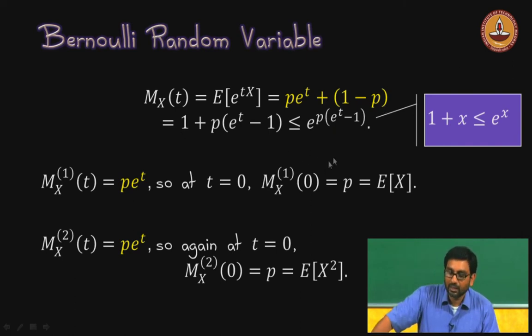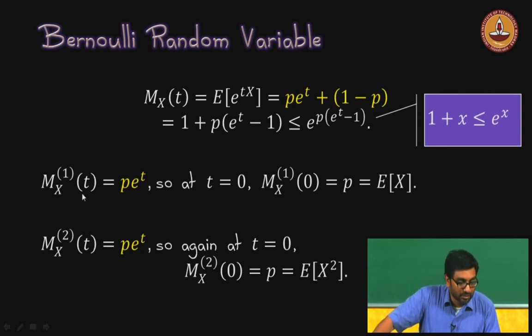So, that is how you get this expression for the moment generating function. Then you can play with it a little bit and apply the fact that 1 plus x is at most e to the x. You can get it to be of the form e to the p times e to the t minus 1. But for now, the form that we want is what is shown in yellow. So, now we have a moment generating function.